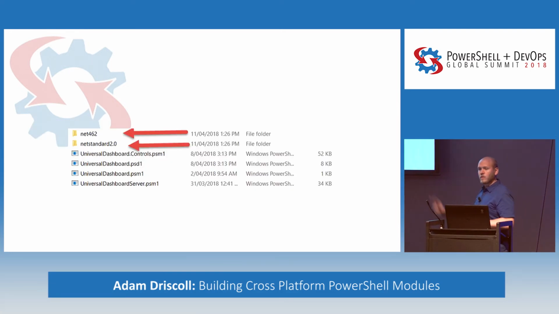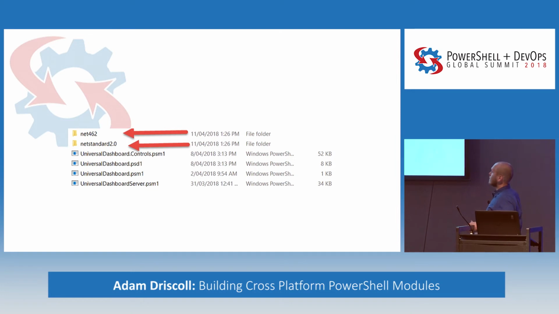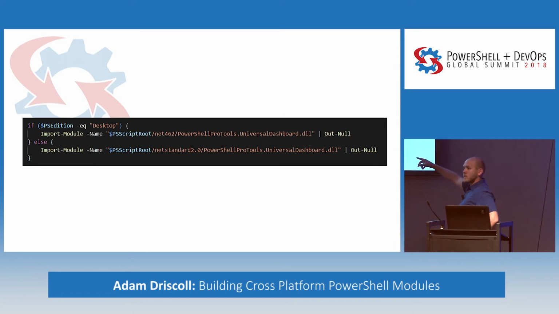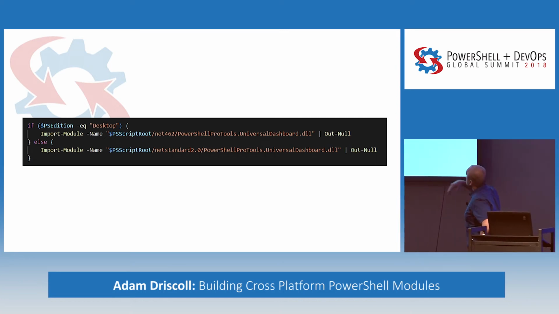And that results in two folders. So you have two binaries, you have two sets of dependencies, all that kind of stuff. And then when you load up your module, you actually need to import the correct one based on which version of PowerShell you're in. So if I was running Windows PowerShell, I'd load up net 6 or 4.6.2, otherwise the .NET Standard one.